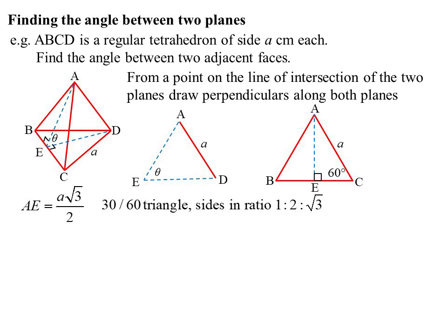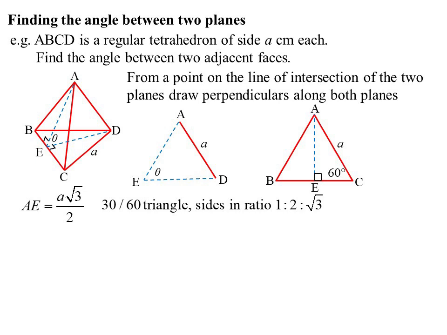I know the sides are in the ratio 1 to root 3. Or of course I could have just used trig and said A over... oh no, it'd be the other way around, wouldn't it? AE over A would be the sine of 60.